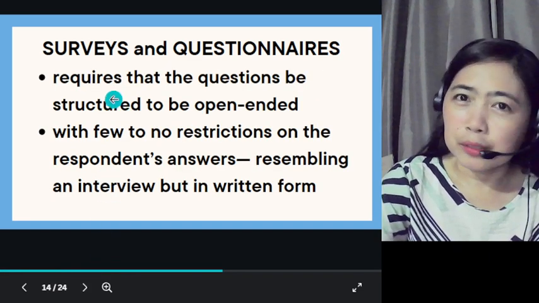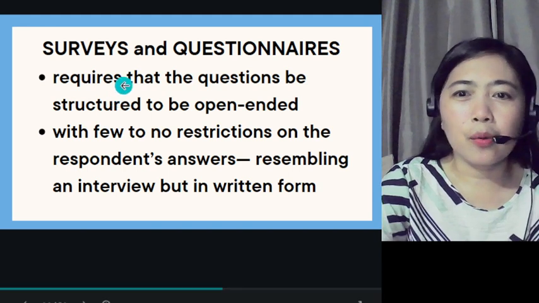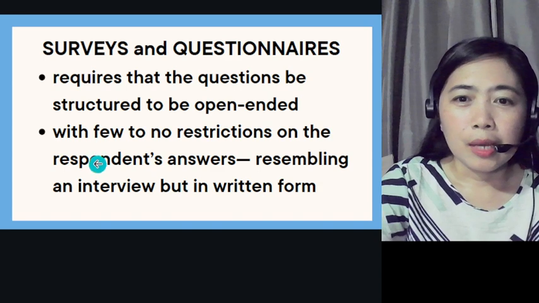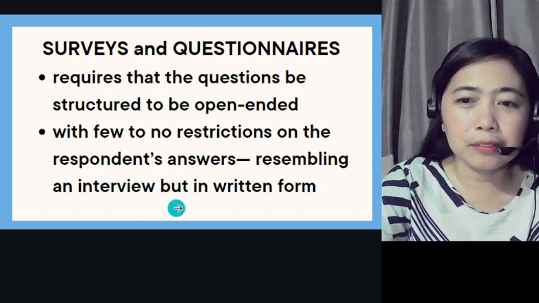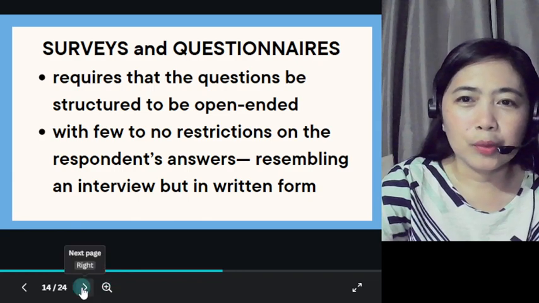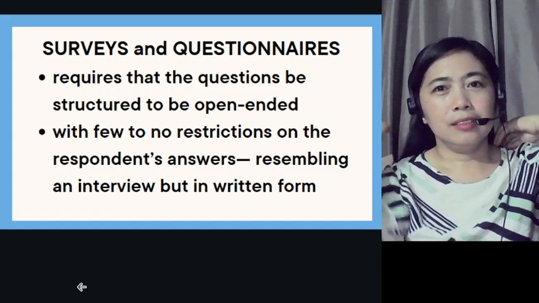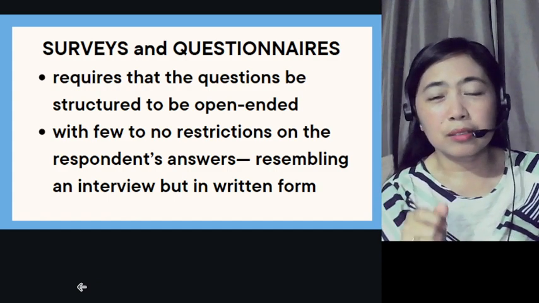Okay. So, for the surveys and questionnaires here, it requires that the questions be structured to be open-ended, with few to no restrictions on the respondents' answers, resembling an interview but in written form. Okay, so mura gyapon siya interview style. It's just that, okay, gisuwat lang nila kay questionnaire naman ka og survey.